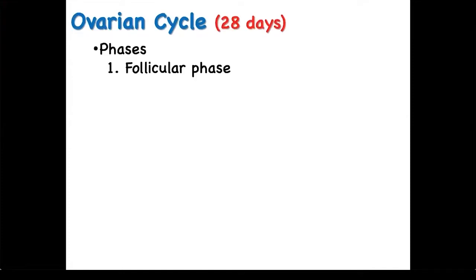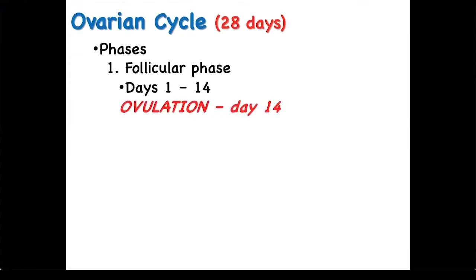The first phase is the follicular phase. This is a time when the follicle, with its oocyte, grows and develops. It occurs during the first 14 days of the ovarian cycle. On day 14, the oocyte is released from the ovary during ovulation.